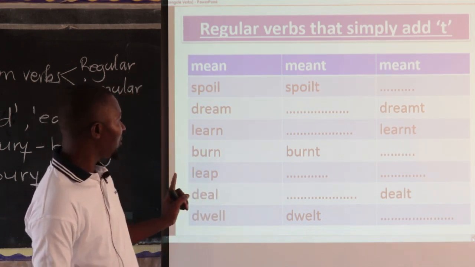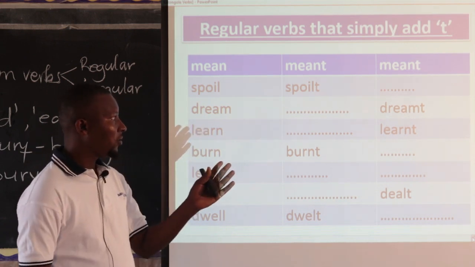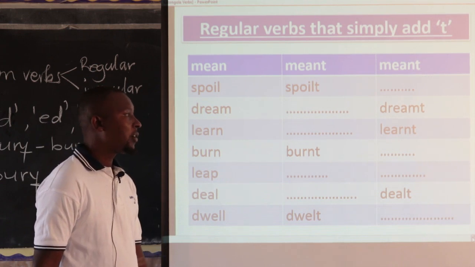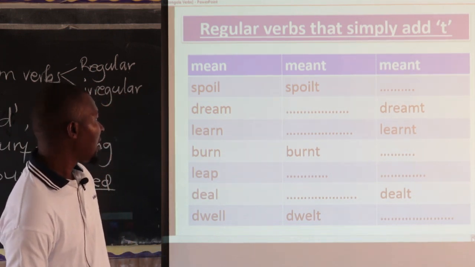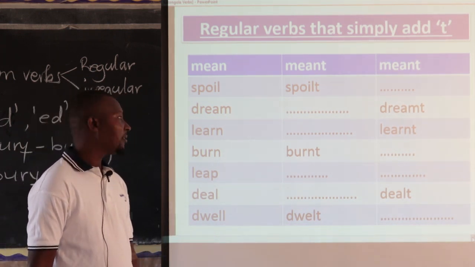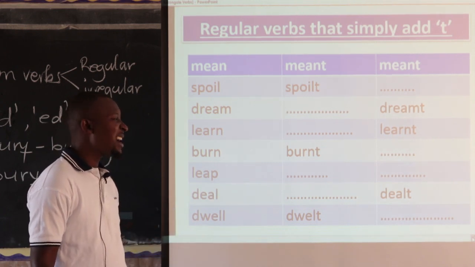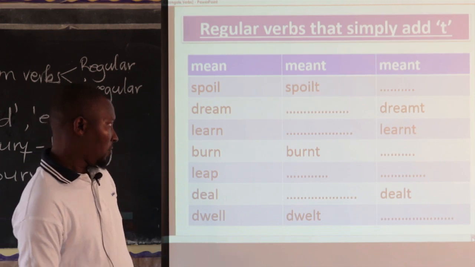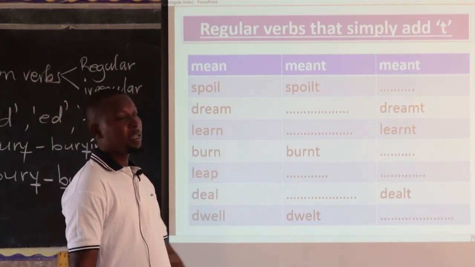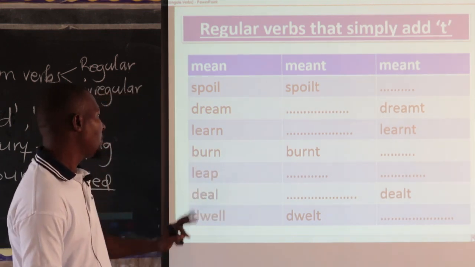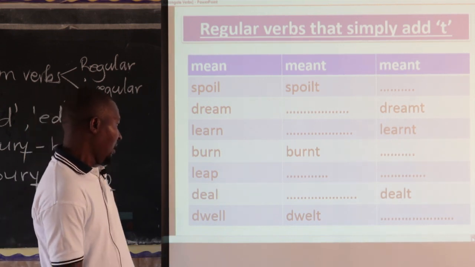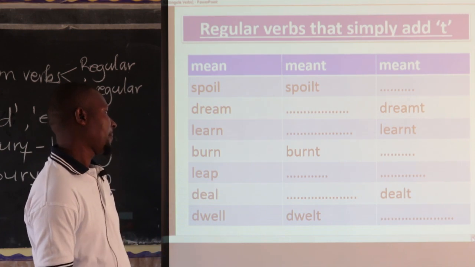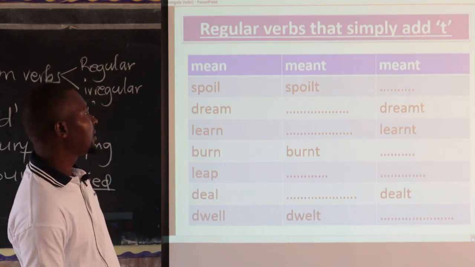You add the letter T to the word learn, then you form the past simple. Even the past participle, you add T to form the word learnt. We have the word burn, the same thing I've told you about the word learn. We have the word burned, but we shall use burnt, burnt as the past simple, and burnt as the past participle form. Leap, like the movement of a frog. A frog can leap. So for that one, the past simple is leapt.